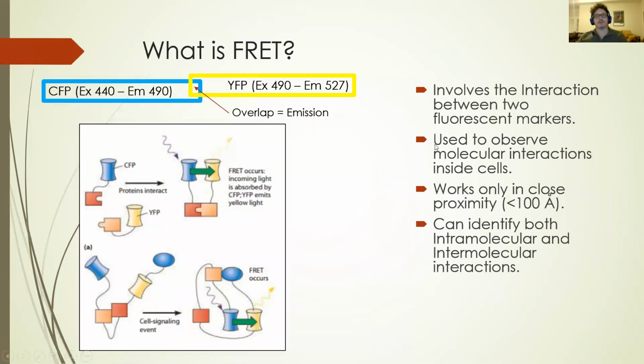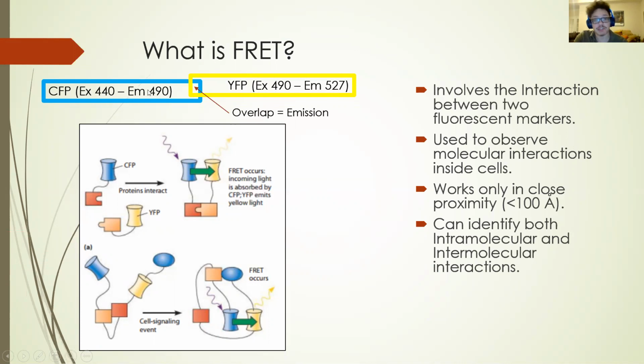So what is fluorescence resonance energy transfer, or FRET? Well, let's say we have a fluorescent protein, such as CFP, or cyan fluorescent protein, which has an excitation wavelength of 440 nanometers and an emission wavelength of 490 nanometers. And then we place it really close to another protein, such as YFP, or yellow fluorescent protein, which has an excitation wavelength of 490 and an emission wavelength of 527 nanometers.